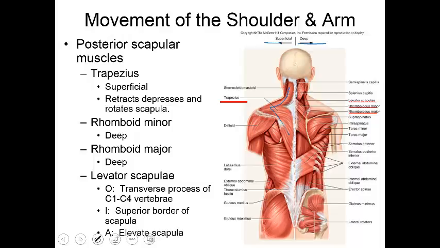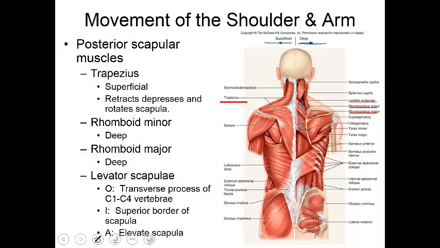Now, if you remove the trapezius muscle, you expose the muscles that are deeper. Towards the medial side, right along your vertebral column, you have two muscles right here, 1 and 2. These two muscles come under the rhomboid pair. The superior one is rhomboid minor, the inferior one is rhomboid major. These two muscles also help with the movement of the shoulder and the arm.